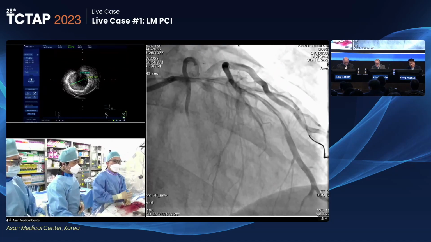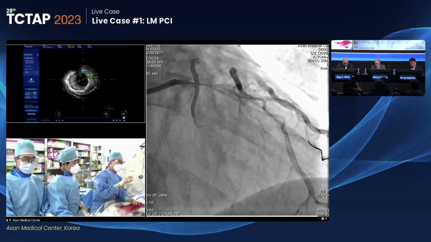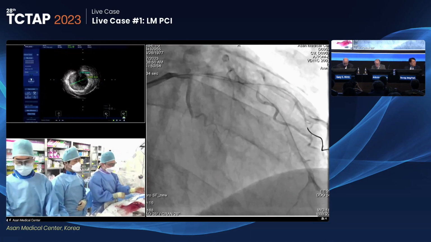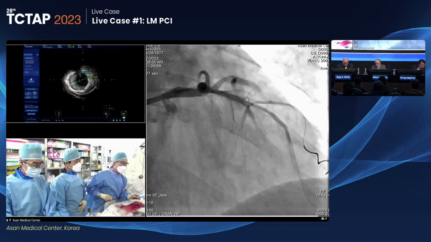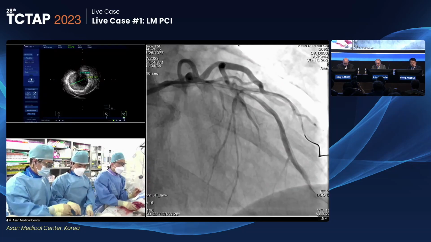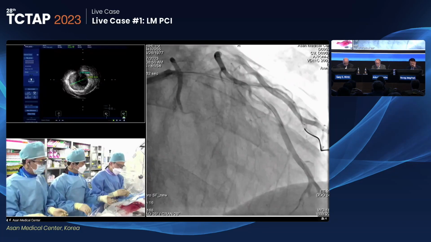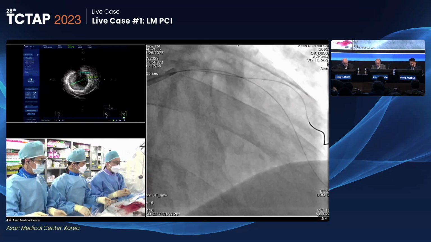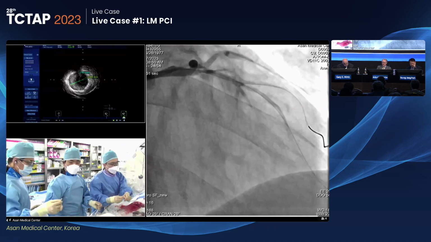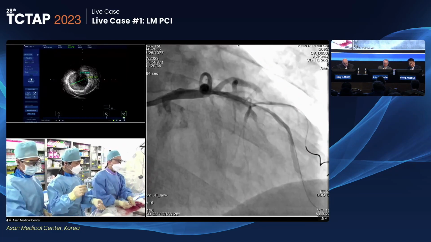Okay, maybe the resistance is from the severe calcification at the bifurcation, and we could see it in the IVUS, and also I can feel the resistance. Because this wire is BMW, I think that it's not stiff enough to endure the angle. So I will change to a stiffer wire, and we'll try it again. It's because of the angulation, I think.